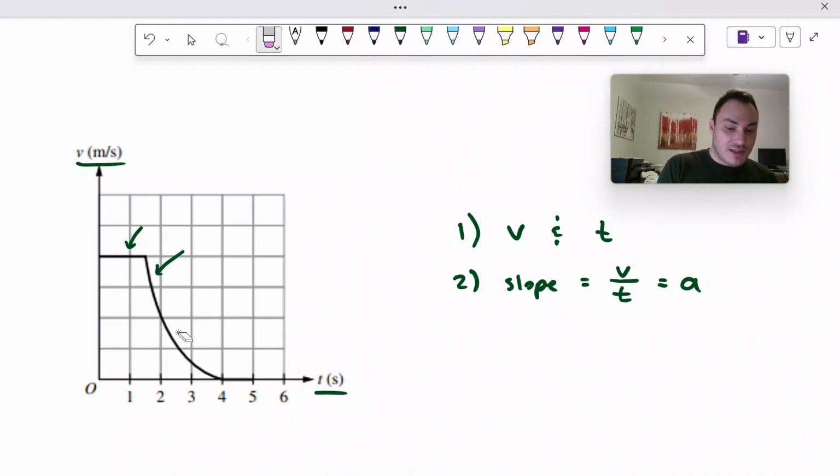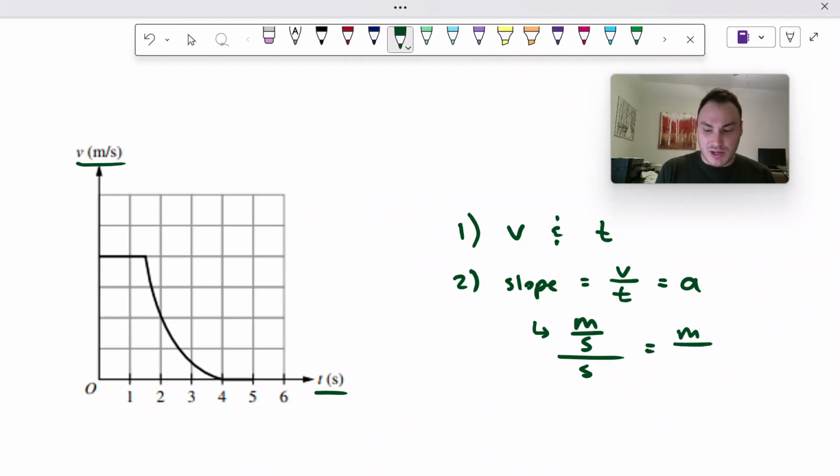We can also look at this. Maybe you don't recognize the equation, but maybe you can recognize the units, however. So the units of velocity are meters over seconds, and then the units of time are seconds. Meters over seconds is meters per second squared, and that should be a unit that you recognize as acceleration. So we can get acceleration from a velocity versus time graph.